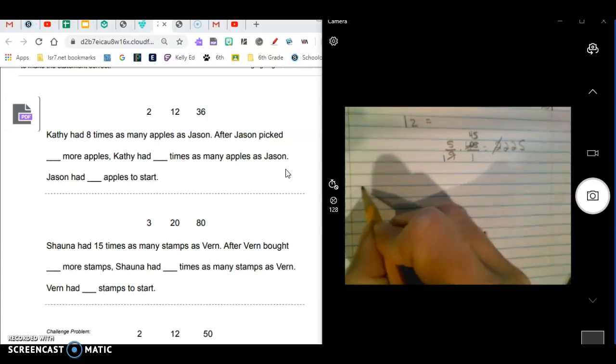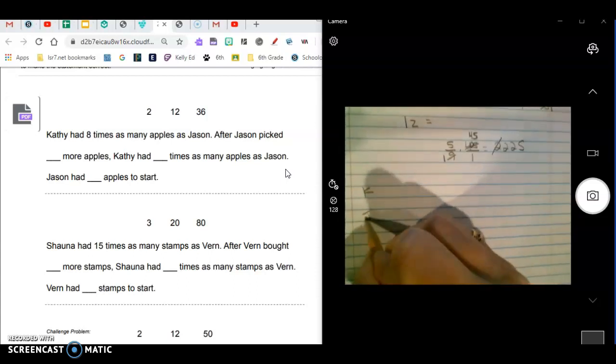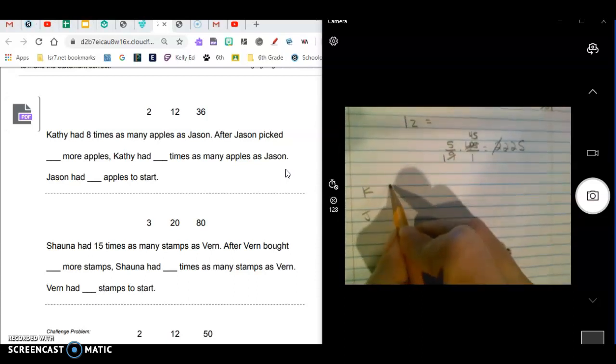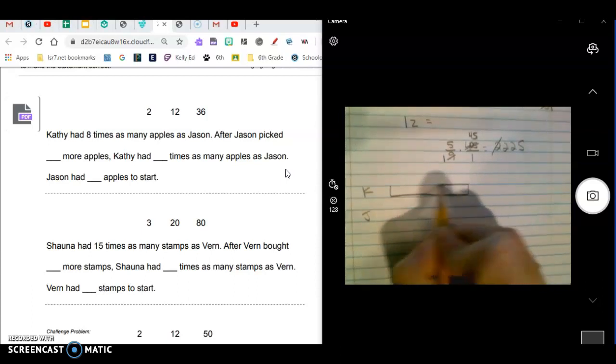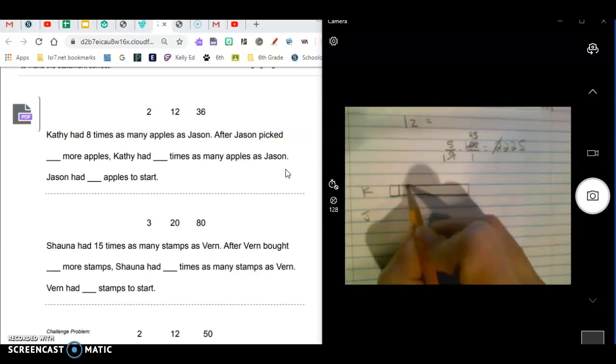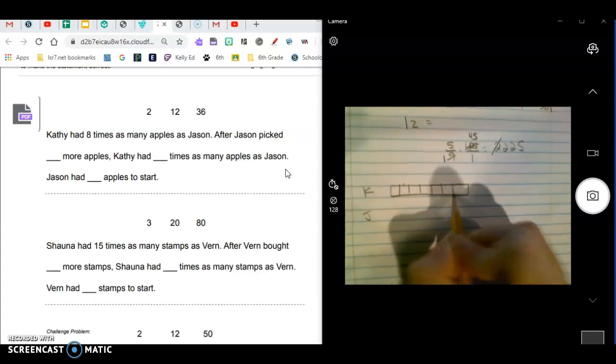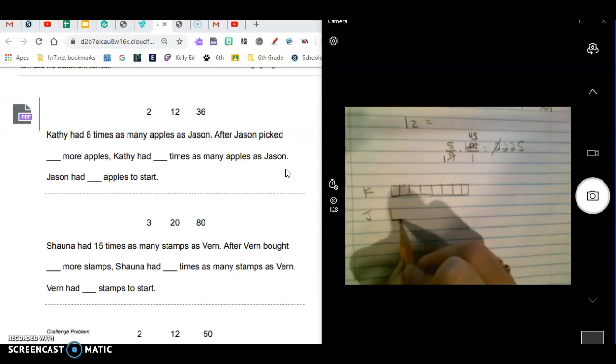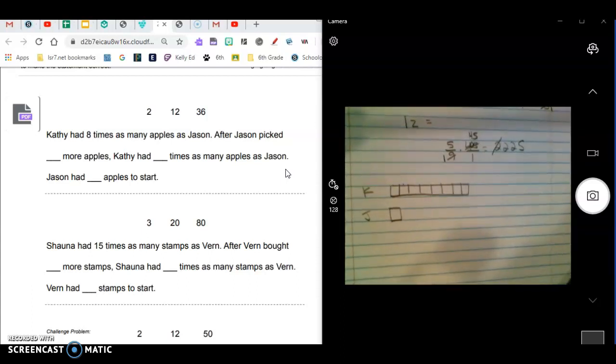So again, I just start with that picture with the tape diagram. Those are so handy. So she has 8 times as many. So here's 8. 1, 2, 3, 4, 5, 6, 7. And then here's his 1. Okay? So here's Jason. Here's Kathy. He's going to pick some apples. She's going to have blank times as many apples as Jason. And then Jason had blank apples to start.